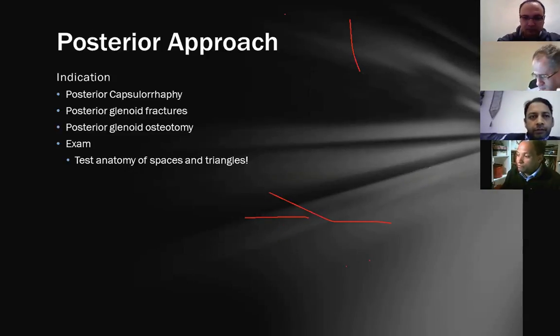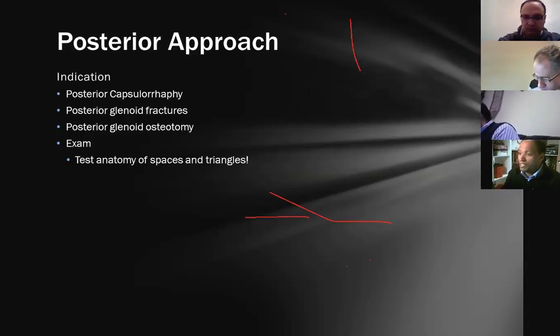Now, posterior approach. That's a lot more popular exam question, although it's a very rare one. Why do we do it? We tend to do it for posterior capsulopathy or posterior glenoid fractures and posterior glenoid osteotomies. Very, very rare injuries that very rarely get attacked because no one does the posterior approach on a regular basis. However, it's popular because it's a test of the anatomy of the spaces and the triangles on a basic science table. So they do like it.